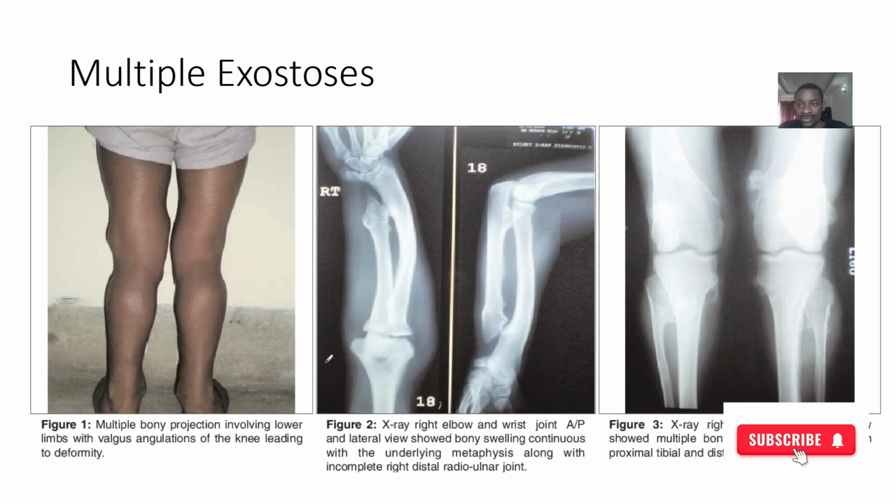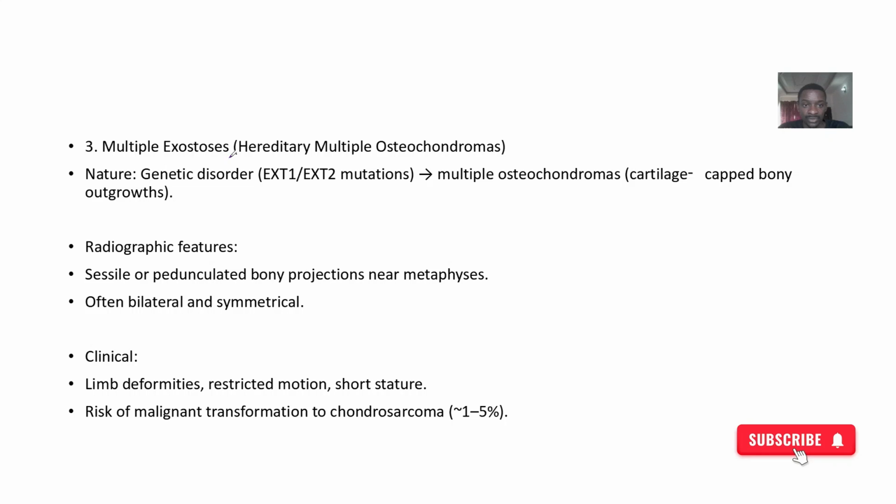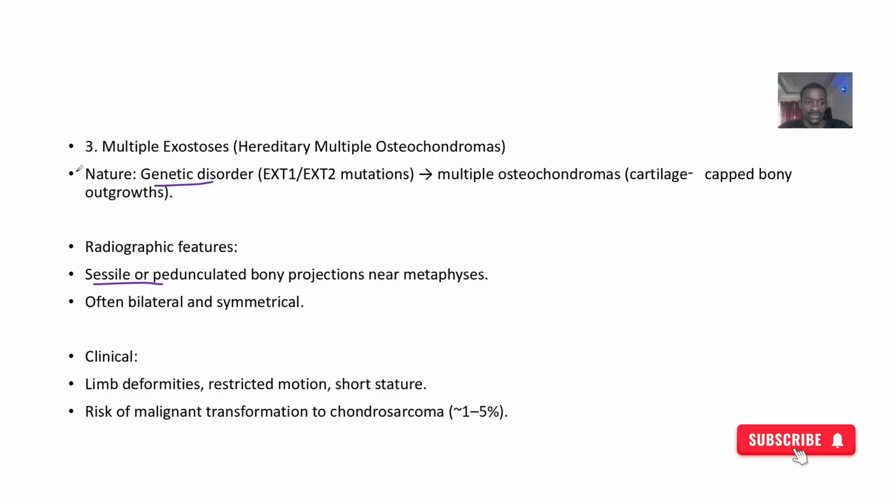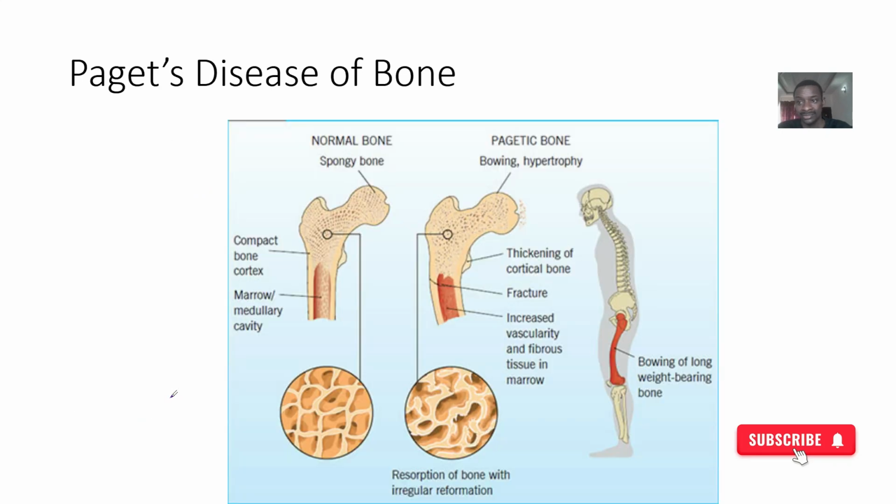Okay, then multiple exostosis. Multiple exostosis is just a genetic disorder. It causes a lot of osteochondromas. Radiographic features are sessile or pedunculated bony projections. When they say pedunculated, the thing is actually big up top and it has like a stalk attached. Do you understand? So that's what we got. Then often bilateral, symmetrical. Clinically, you have limb deformities, restricted motion, and short stature.